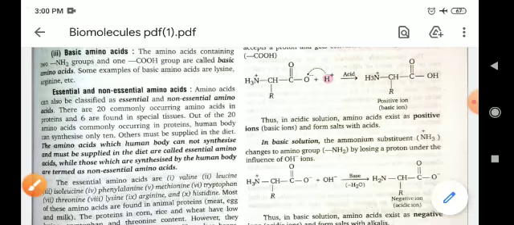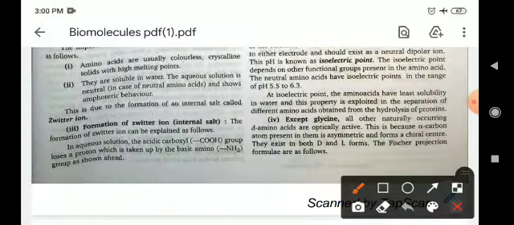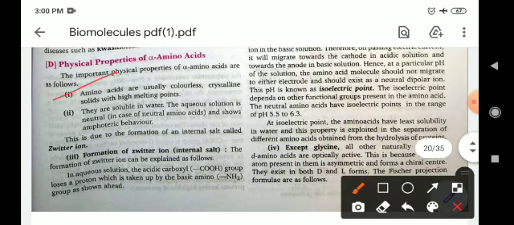Okay, so these are the basic classification of amino acids. Now, physical properties of amino acids. Amino acids are usually colorless crystalline solids with high melting points. They are soluble in water, and the aqueous solution is neutral and shows amphoteric behavior, meaning they act both as acid and base. This is due to the formation of an internal salt that is known as the zwitterion.